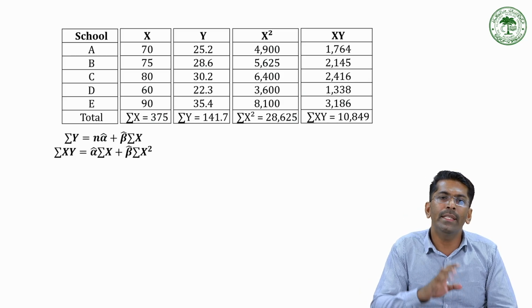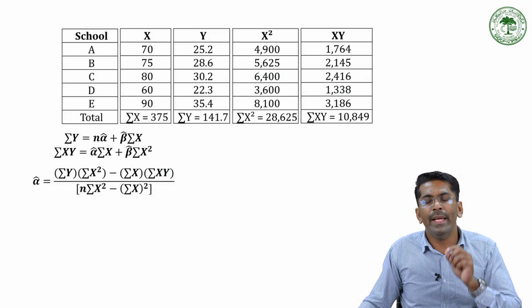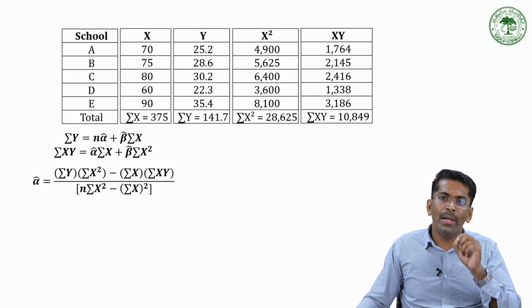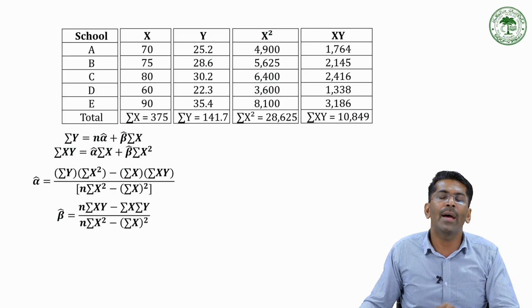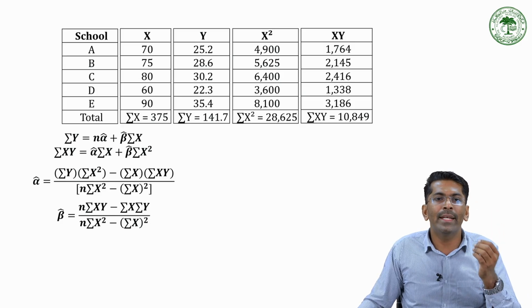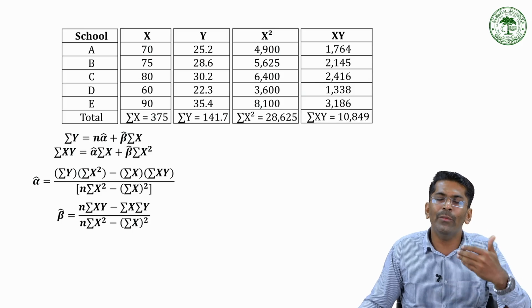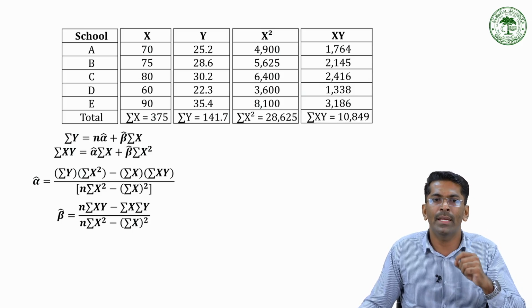Now, instead of using the normal equation which I have already explained in the last example, this is the normal equation for calculating the regression line. Sum of y is equal to n into alpha hat plus beta hat into sum of x, and there is a second equation also. Rather than using the normal equation directly, we have already derived the alpha hat and beta hat formulas in earlier slides. I am just taking that particular formula and substituting the values. In that way also you can calculate alpha hat as well as beta hat.